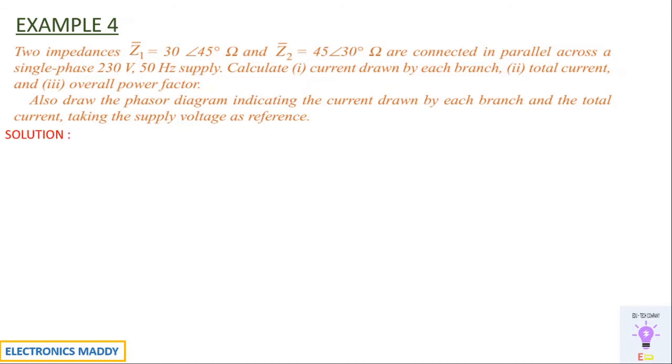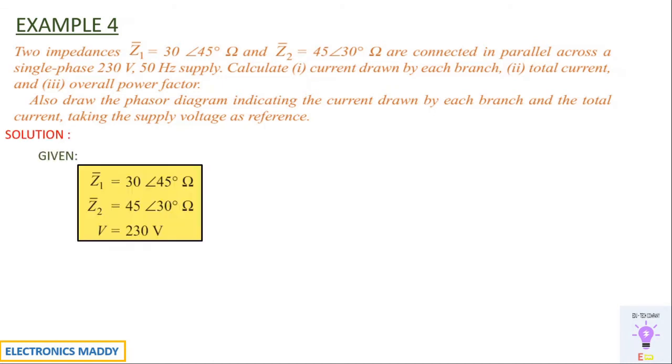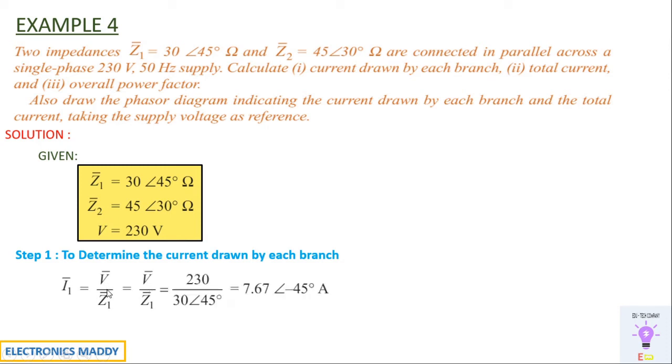So again, we'll be solving the problem by the same method that was indicated in our second example. They've given Z1 bar as 30 at an angle of 45 and Z2 bar as 40 at an angle of 30. So we'll be determining the current drawn by each branch. That is our first criteria. I1 bar is equal to V bar by Z1 bar. Substitute, you'll be getting 7.67 at an angle minus 45 amps. I2 bar is nothing but V bar by Z2 bar. Substitute the value of V bar, substitute the value of Z2 bar, that is 45 at an angle of 30 degree. You'll be getting 5.11 at an angle of minus 30 amps.